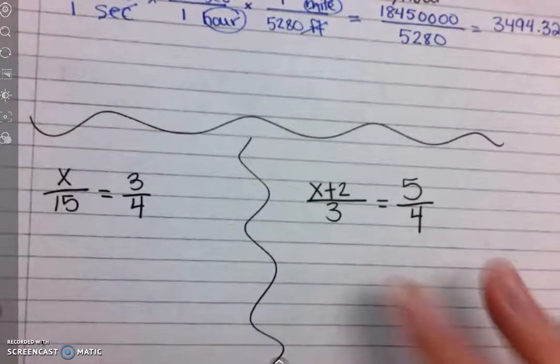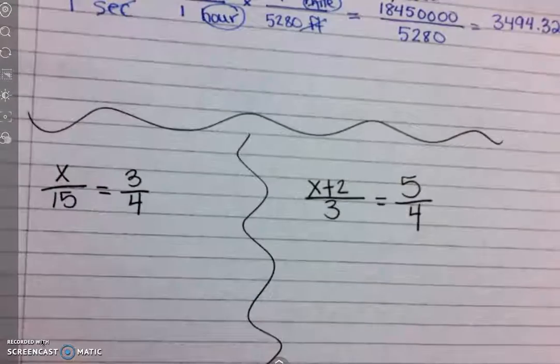Okay, and we're moving on. You can round it if it's like that. To the nearest hundredth. Okay, then you're going to have to solve a proportion.